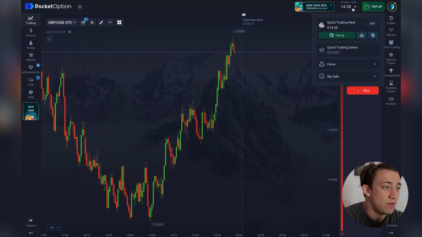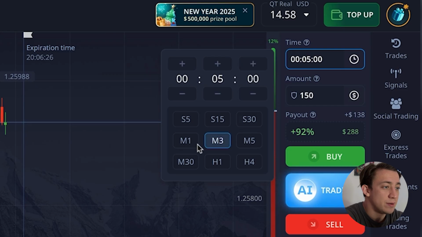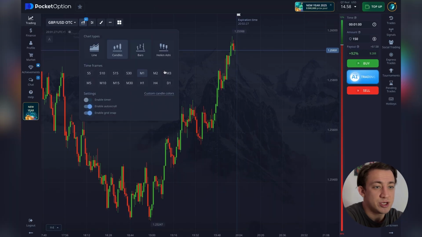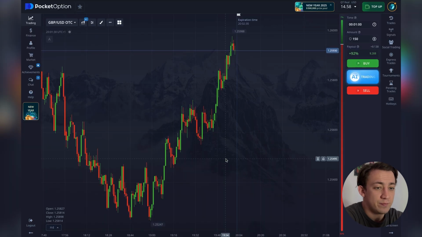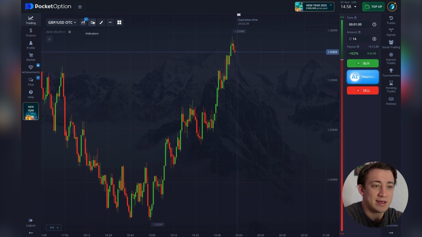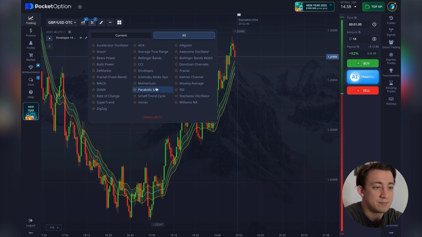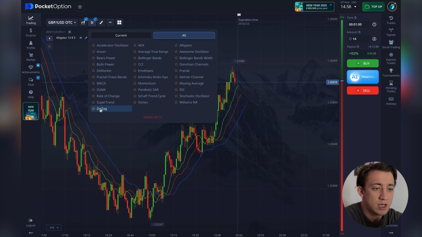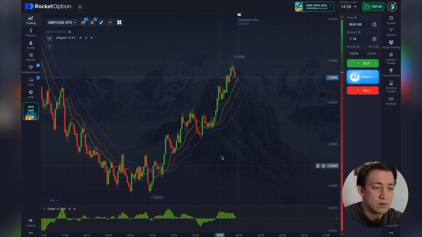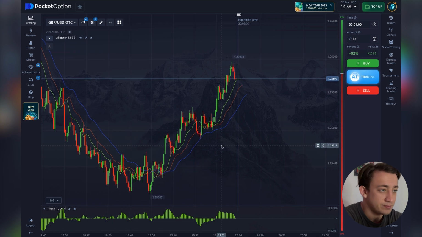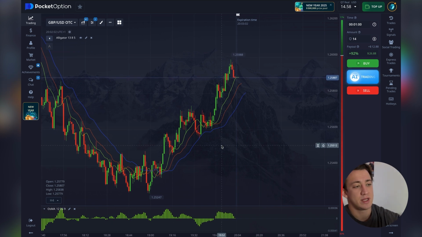The time frame for today's trading session will be 1 minute, and the expiration time 1 minute too. The amount for the first deal will be $40, and I will use some indicators. They are very good indicators. It will be Alligator, and it will always be my indicator. So let's begin to trade, and I'll explain everything in detail.